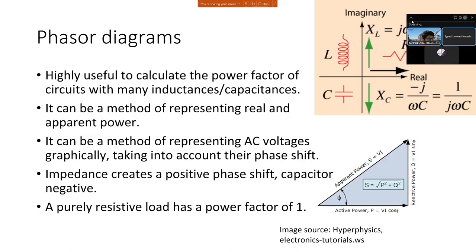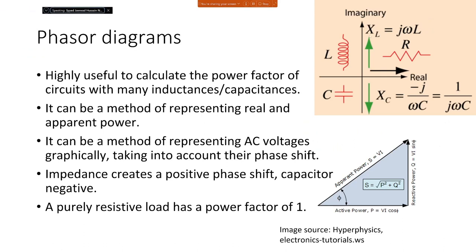Like mentioned before, phasor diagrams are a way of representing the voltage in a real-imaginary plane, the complex plane, and this phasor is rotating because the voltage is changing. So it's changing between real and imaginary, and it's a method of representing real and apparent power. It's very graphical, everything is drawn to scale, so it's actually meaningful and not just a representation. So let's look at the case here. If you do V times I, what you get is apparent power. If you do cos phi, then you get active power. If you do sin phi, you get reactive power.